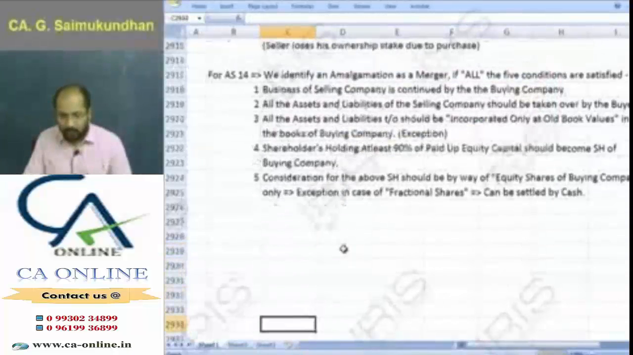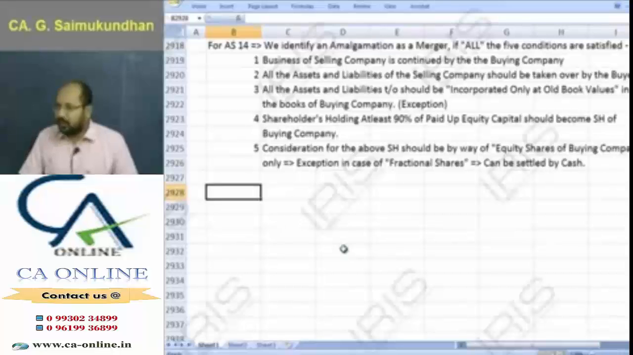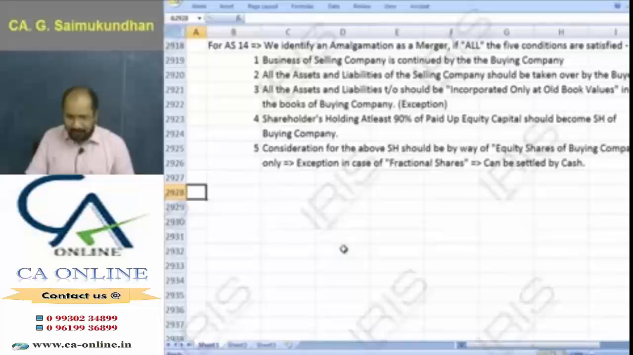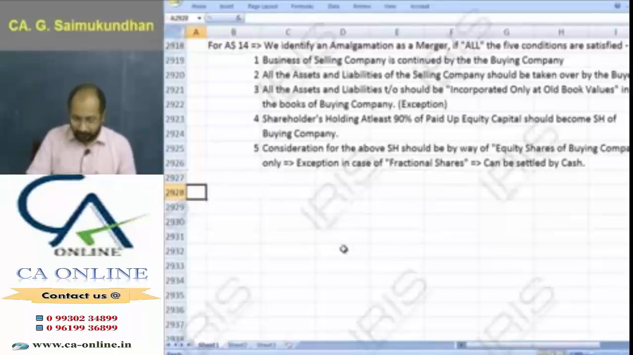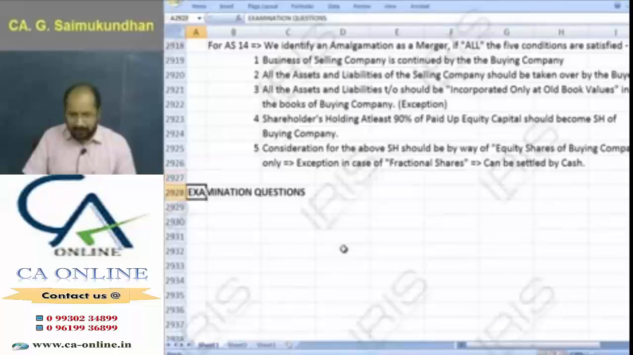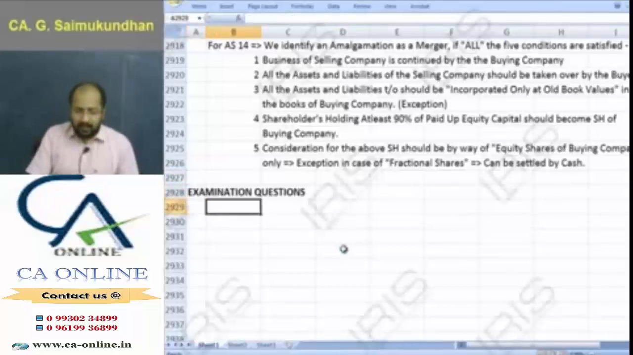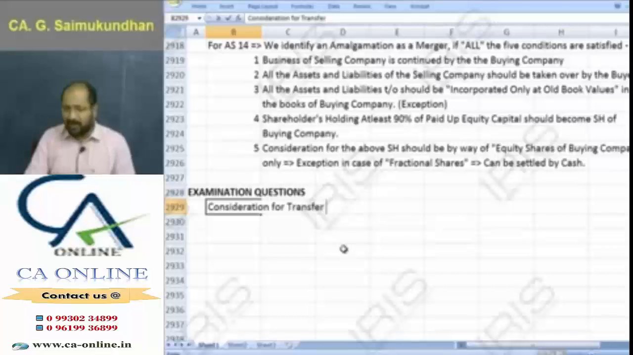Now, when we start solving questions as far as your examinations are concerned, you will find that most of the examination questions revolve around one small little idea called consideration for transfer. Now we'll be hitting straight away. Please follow this question. We'll be hitting some idea called consideration for transfer. We'll link all these ideas to whatever we're discussing till now over a period of time.